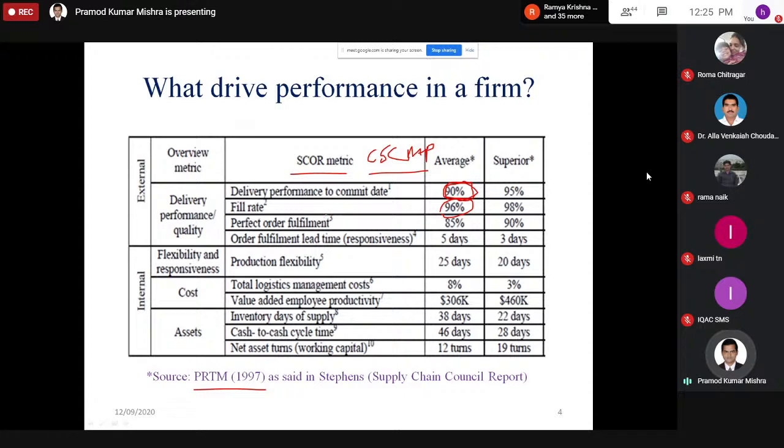Then the perfect order fulfillment: how many orders are there? How many orders are delivered in full? How many orders are delivered to the committed date? Then you have to find this ratio. Okay, 85%, here is 90%.